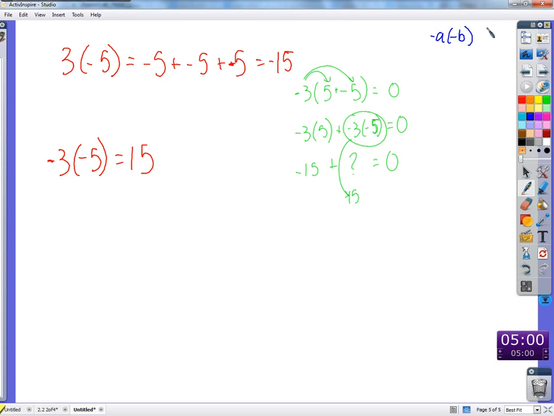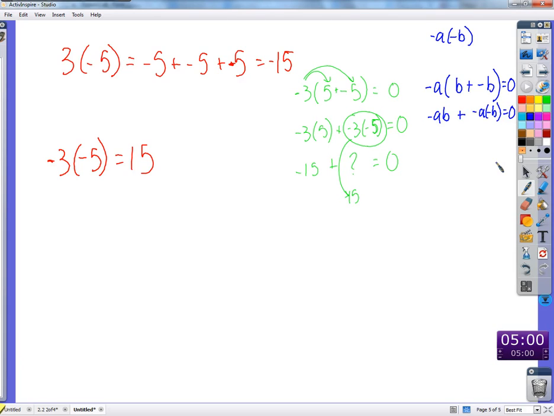So we do the same thing. Let's say the 3 could be a and the 5 could be b. So negative a times b plus negative b. Well, b minus b is also 0, so this has to multiply together to be 0. So we distribute, and we get negative a times positive b plus negative a times negative b. We know that has to be 0.